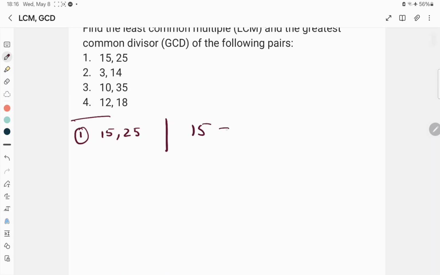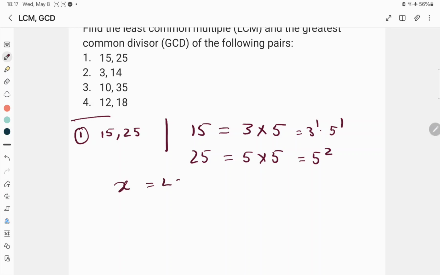So what do we know? We know 15 is equal to 3 times 5, and 25 is equal to 5 times 5, which is also equal to 5 square. I'm going to explicitly write it as 3 to the power 1 times 5 to the power 1, and this is equal to 5 square. So the way to find least common multiple has to do with this prime factorization. So suppose x is equal to least common multiple of 15 and 25. What properties does x need to satisfy? x needs to be divisible by 15 and x needs to be divisible by 25.